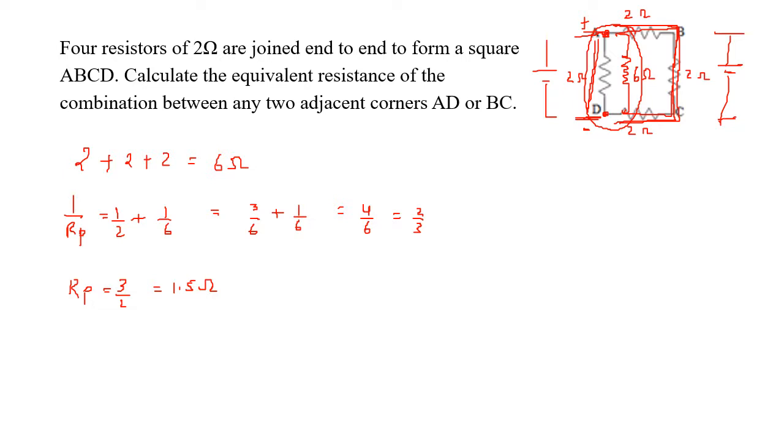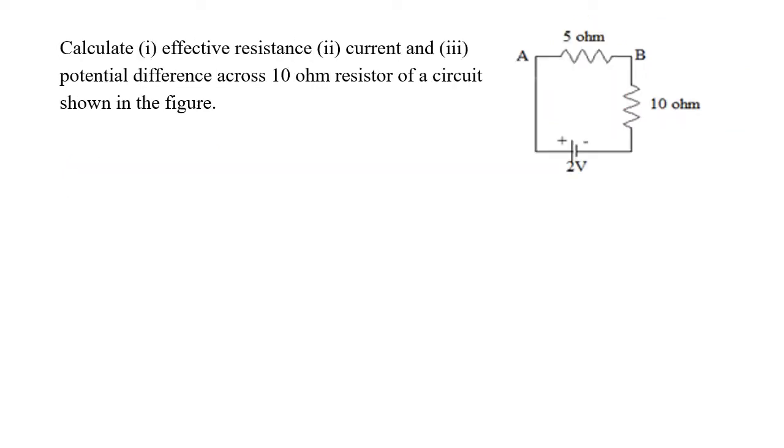Now in the next numerical we have a very simple numerical. Calculate the effective resistance, the current. Okay. So first we calculate the effective resistance. So you can see this battery, positive and negative. So there is only one path for the current to flow. Since there is one path, they are both in series. So the equivalent resistance is 5 plus 10 or just 15 ohm. Right? 15 ohm.